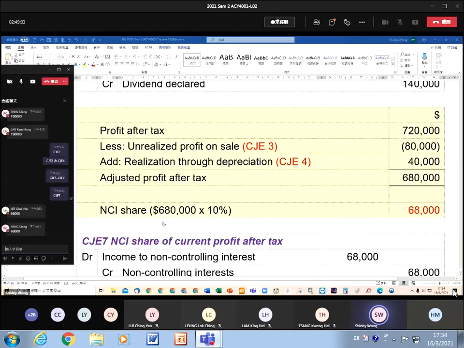So how to do that? Let's have a look. Profit after tax from the question is 720,000, and then we need to minus the unrealized profit on sale of the fixed assets according to CJE number 3, and then we need to add the realization through depreciation.